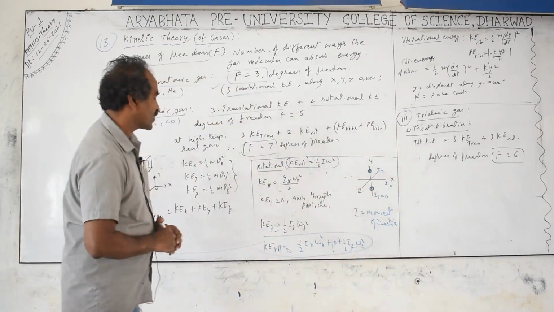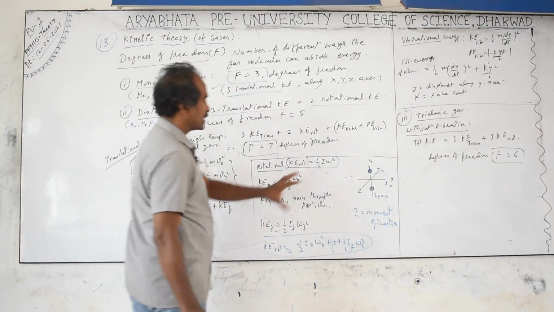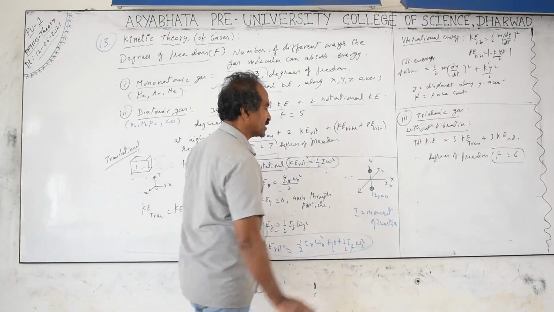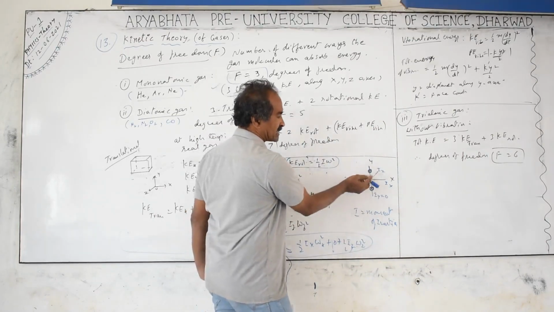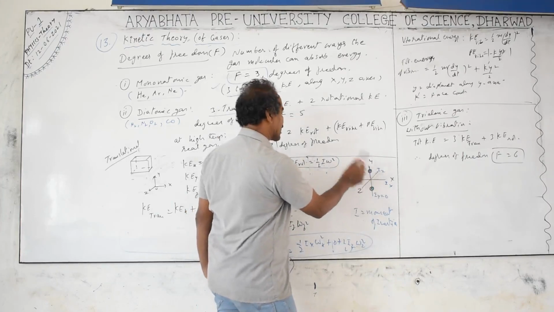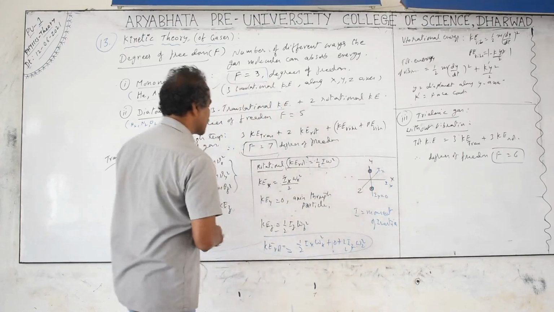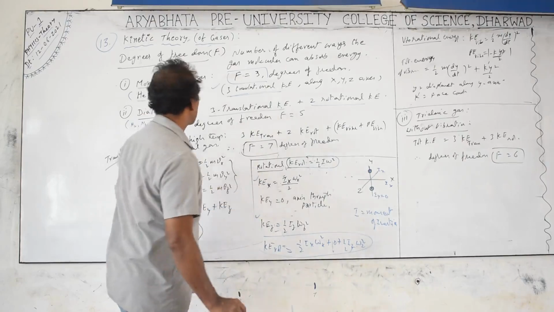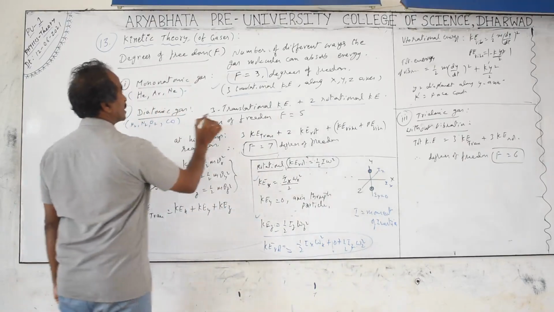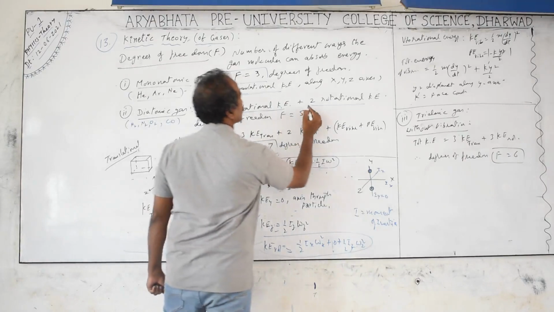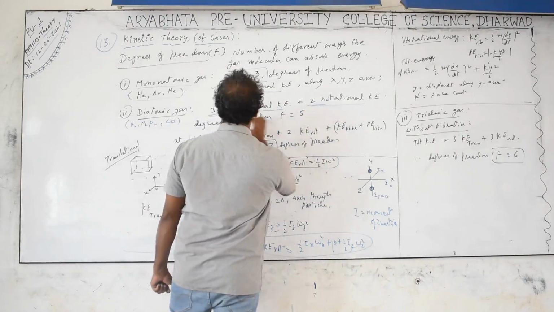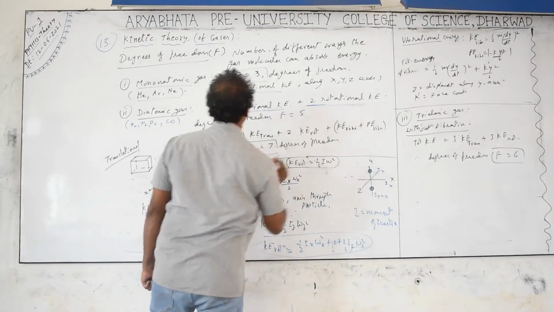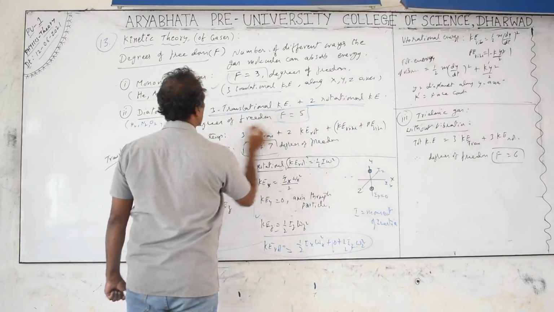But how many degrees of freedom can it have? Rotation about the y-axis does not absorb energy. Rotation about the x-axis absorbs energy, and about the z-axis absorbs energy. That means it can absorb energy in 2 types of rotational kinetic energy. So for diatomic gases you get 3 translational kinetic energy and 2 rotational kinetic energy. Total is 5 degrees of freedom. This number you have to remember.